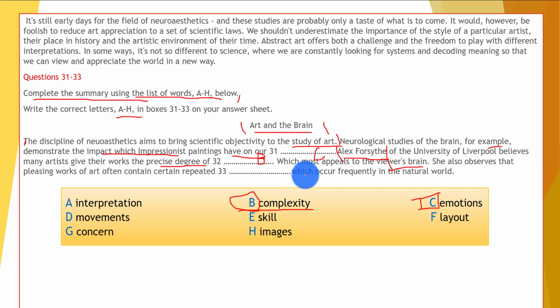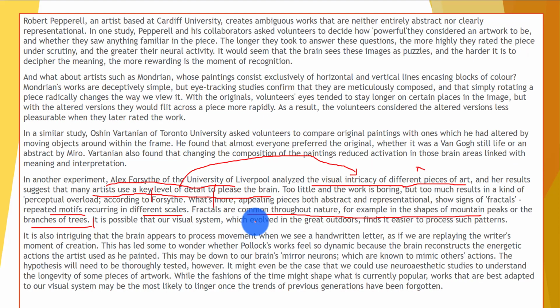Now let's continue. She also observes that plays and works of art often contain certain repeated something, which occur frequently in the natural world. Repeated something which occur frequently in the natural world. Now let's go back to our paragraph. Fractals are common throughout nature. Okay, they are common throughout nature. For example, in the shapes of mountain or the branches of trees.